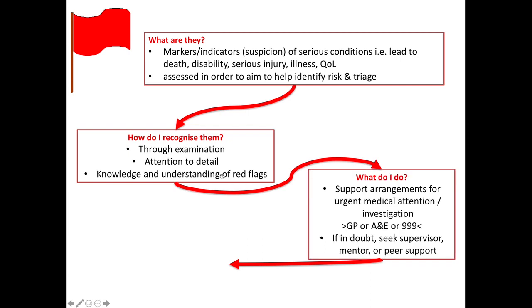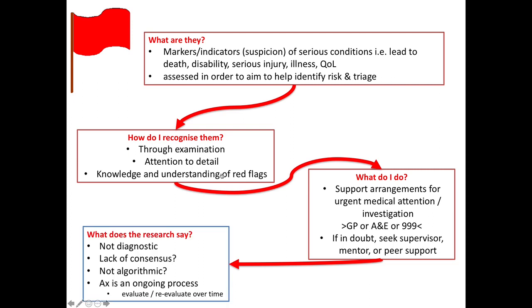And if we find them, what do we do? We have to support the patient in arranging urgent medical attention. That might be that you arrange for them to go and see their GP, you might direct them to the accident and emergency department, or you might actually call 999 if it's that immediate. If in doubt, seek some support.